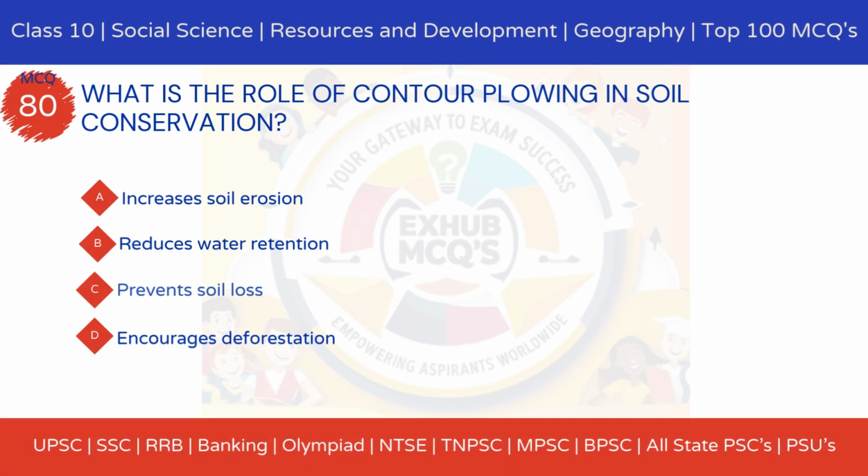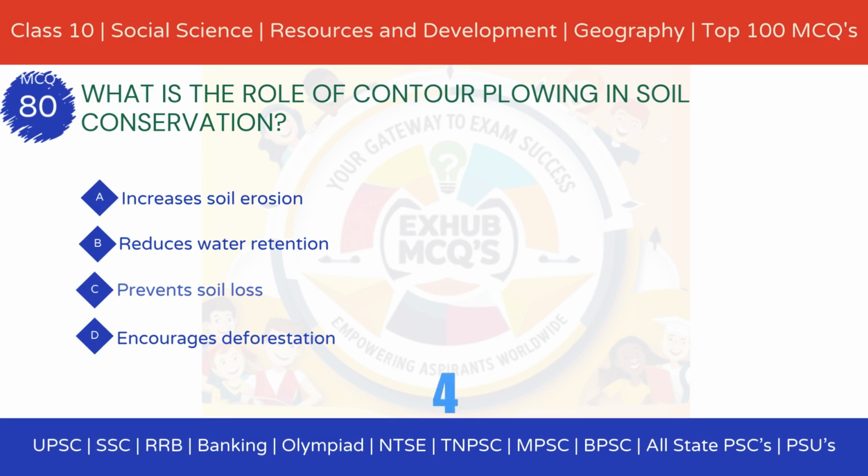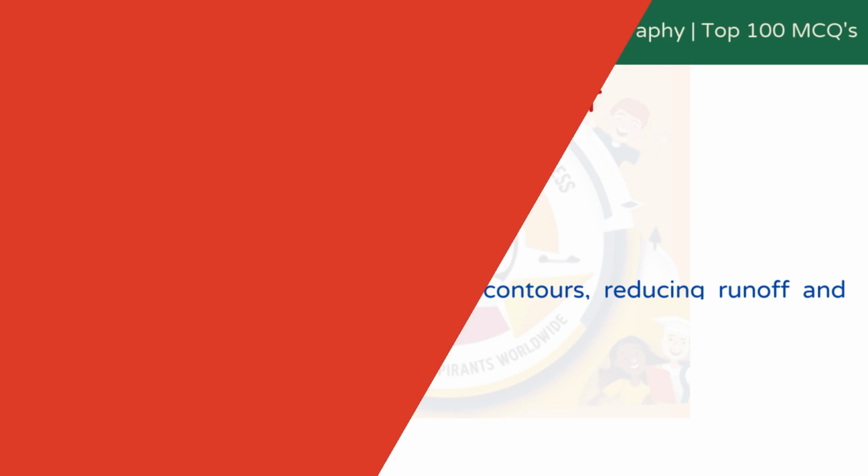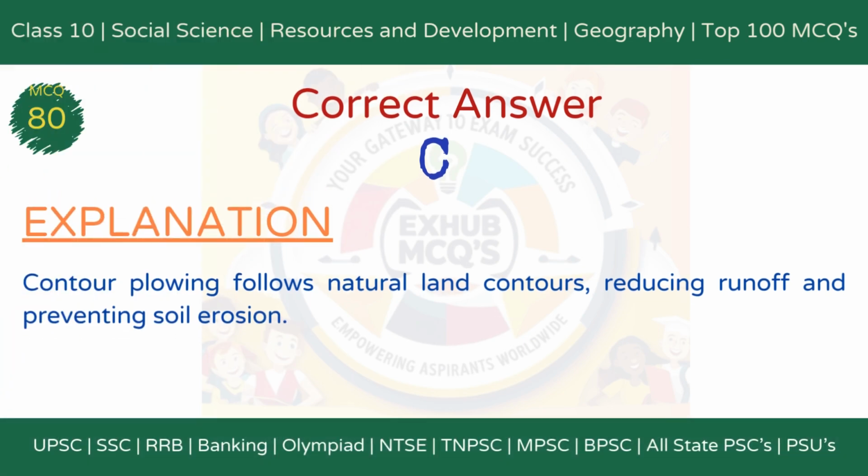MCQ 80. What is the role of contour plowing in soil conservation? Option A, increases soil erosion. Option B, reduces water retention. Option C, prevents soil loss. Option D, encourages deforestation. The correct answer is option C, prevents soil loss. Explanation: contour plowing follows natural land contours, reducing runoff and preventing soil erosion.